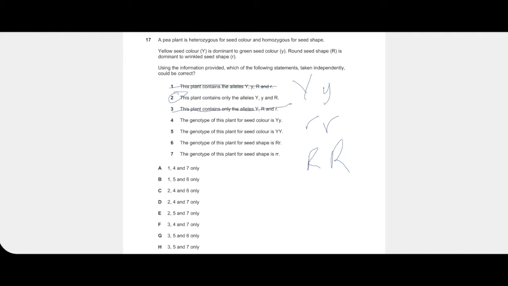The genotype for this plant's seed color is big Y, little y. That is correct. The genotype for this plant's seed color is big Y. That cannot be the case. The genotype of this plant's seed shape could be big R, little r. That cannot be the case. The genotype for this plant's seed shape is little r. That is correct. And therefore the answer is 2, 4, and 7. And the answer is going to be D.